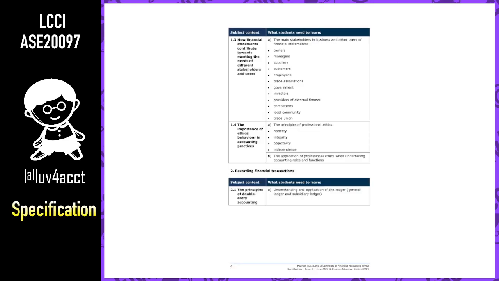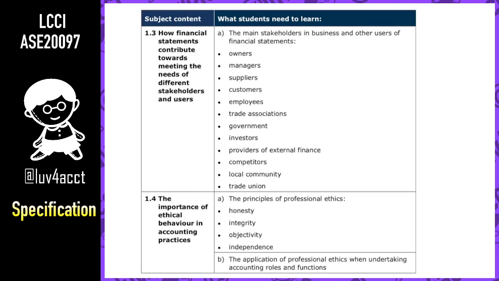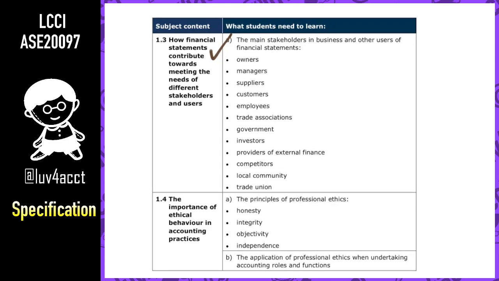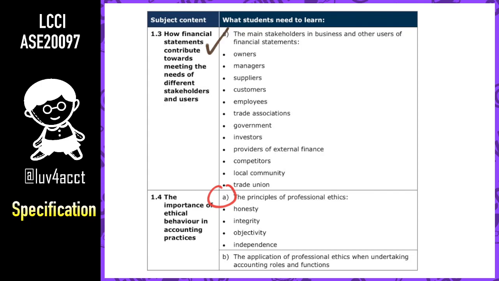Okay, next page. Stakeholders, we know it already. Next part will be the principles of professional ethics. We just need 4. Actually, we have more than 4, but in this exam, we focus on 4.